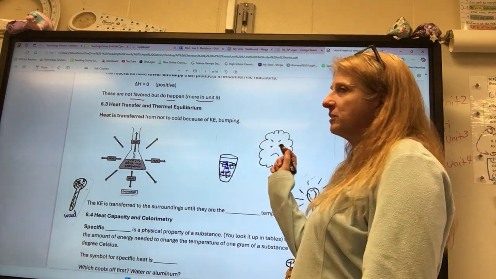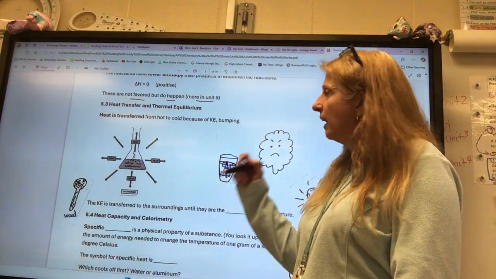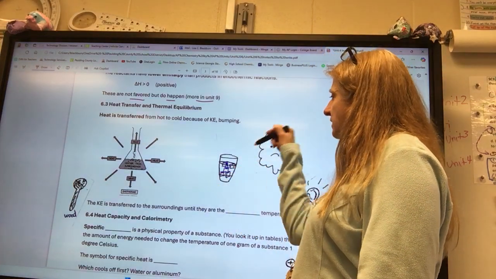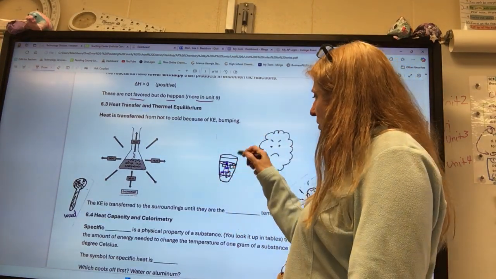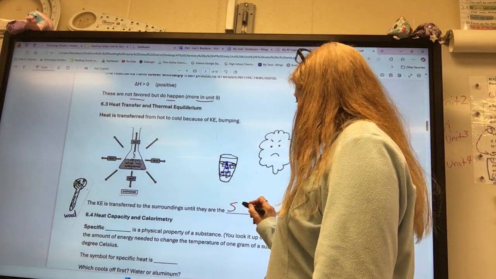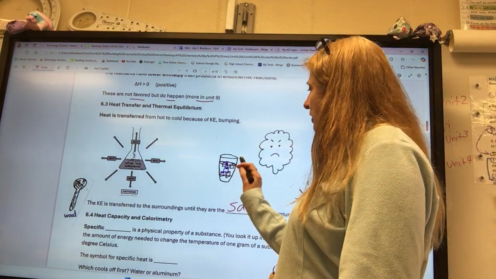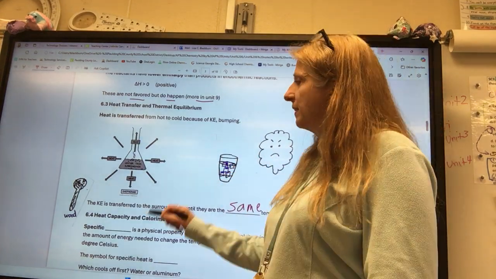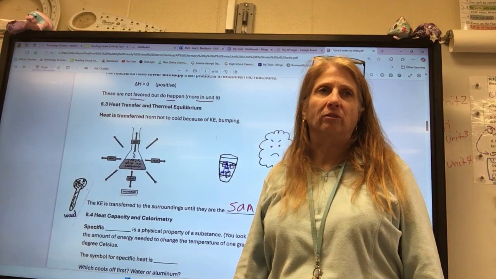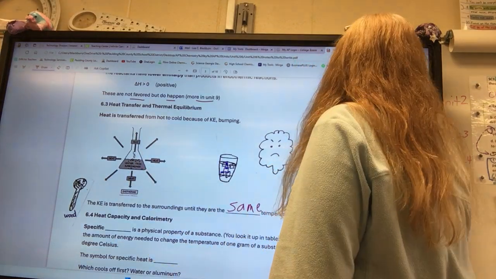So here I've got some hot air. See, he's all hot, he's mad. And some cold drink. Eventually, this heat energy is going to go into that cold drink until they are the same temperature. So it's going to melt that ice, it's going to warm up that drink, and eventually that drink is going to be the same temperature as the air around it. It reaches an equilibrium of temperature.